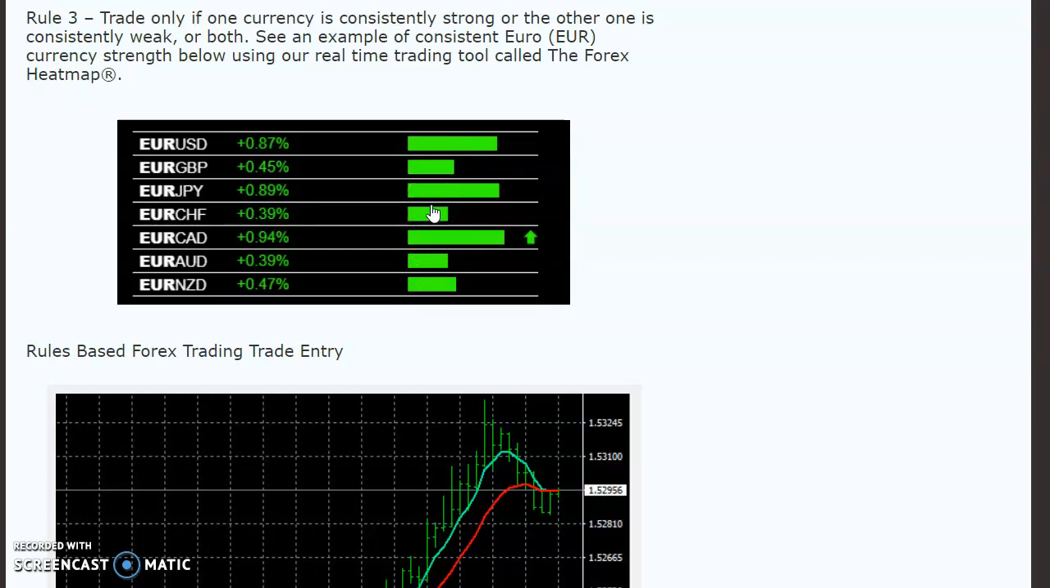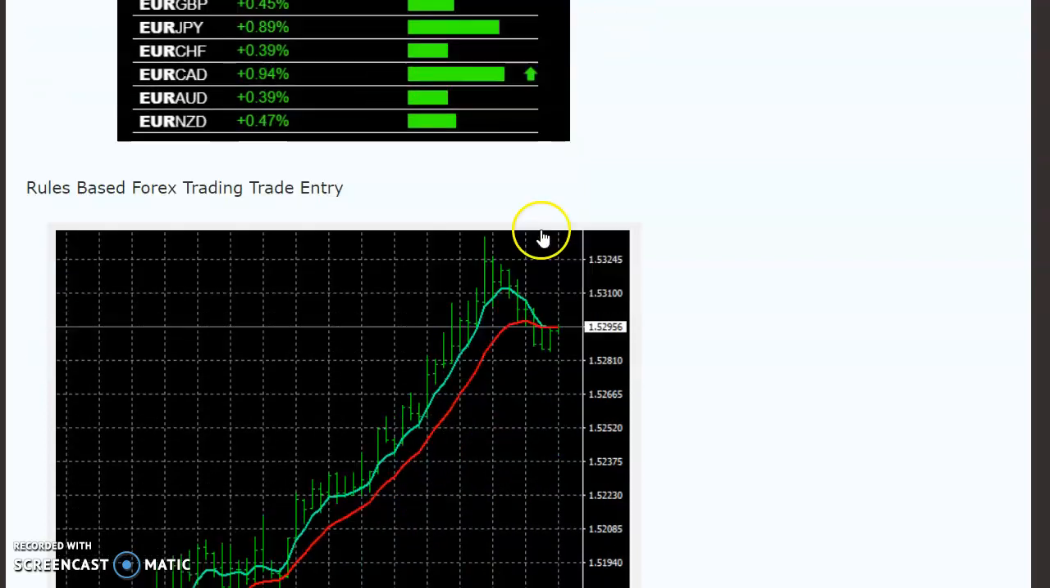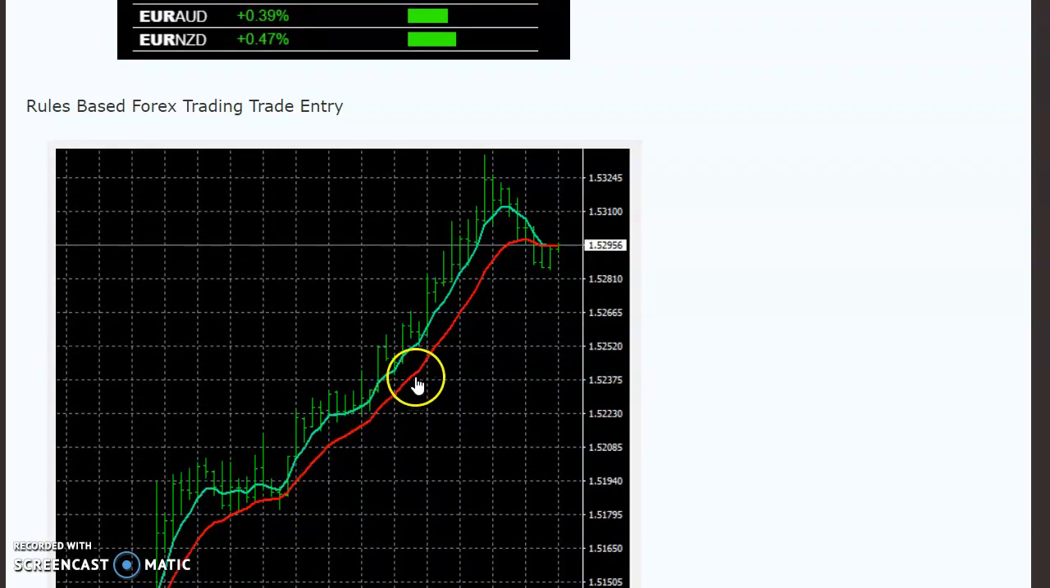Okay, so if the euro is strong and consistent, the Canadian dollar and the USD probably had some slight weakness. And you got a real strong move here on the euro Canadian dollar. This isn't some 20 pip move. This is pretty big time movements here.